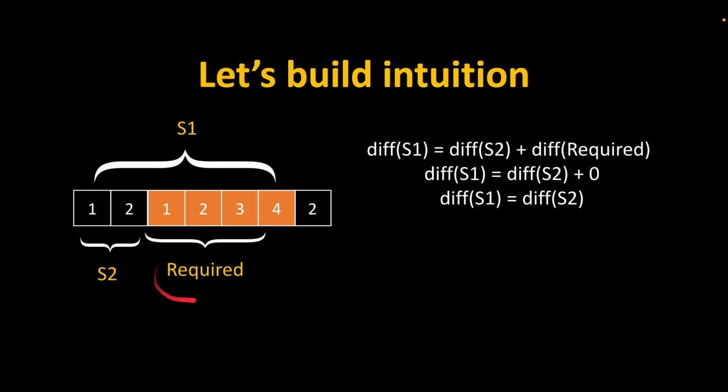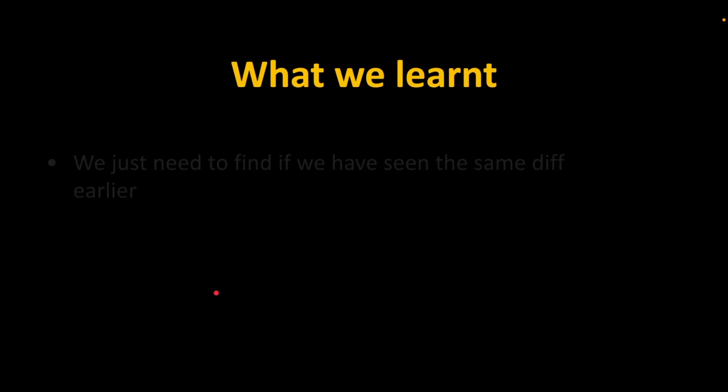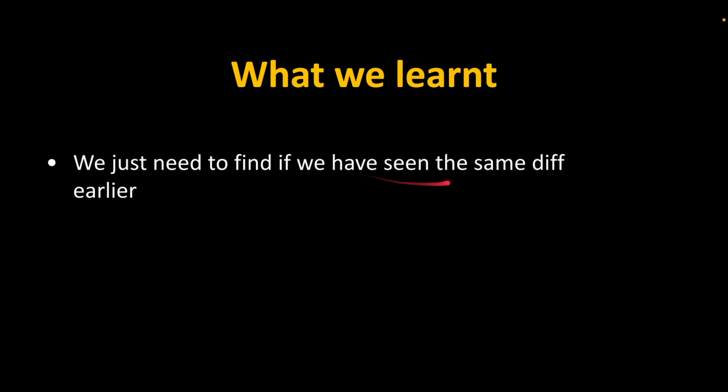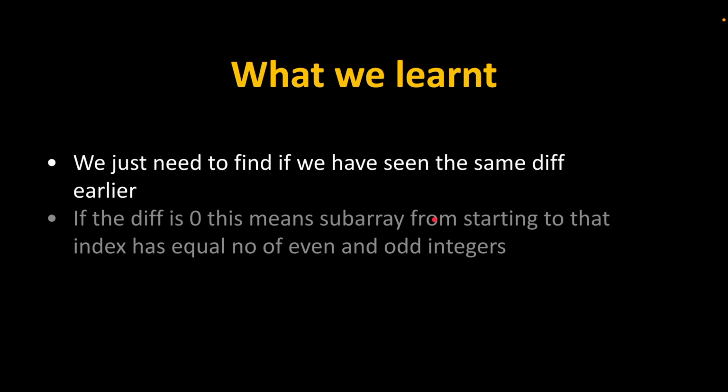So for the required subarray to exist, there should be an S2 where the diff of S2 is equal to the diff of S1. S1 is the current diff of number of even minus odd, and if we have seen in the past any S2 where the diff of even minus odd equals this S1, that means the required subarray exists. So what we learned is that we just need to find if we have seen the same diff earlier. And if the diff is equal to 0, this means the subarray from the start to that index has an equal number of even and odd integers.